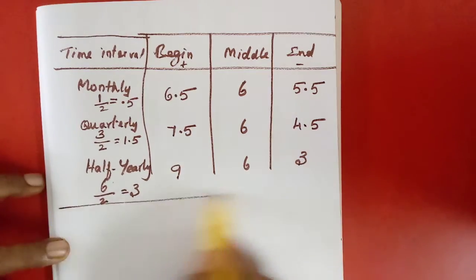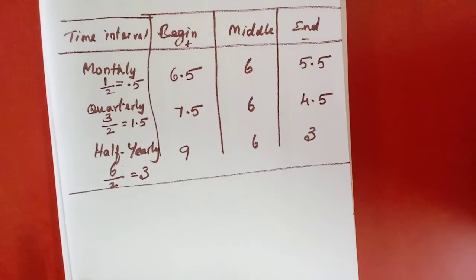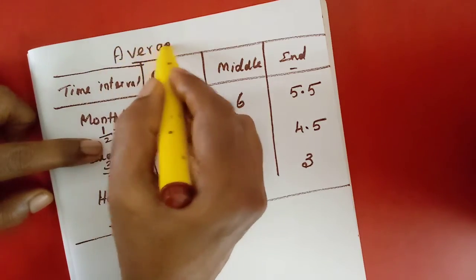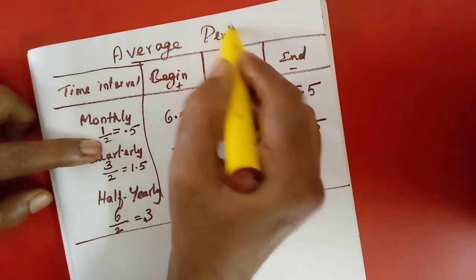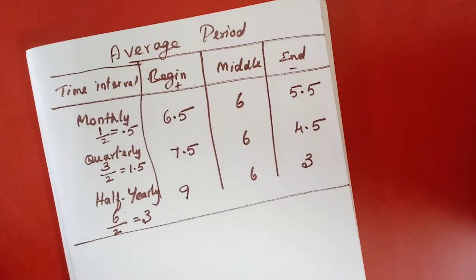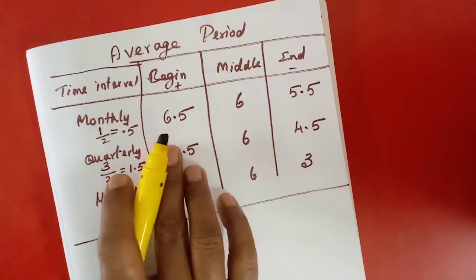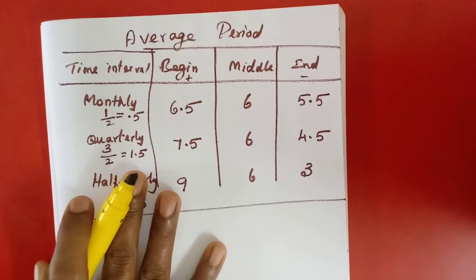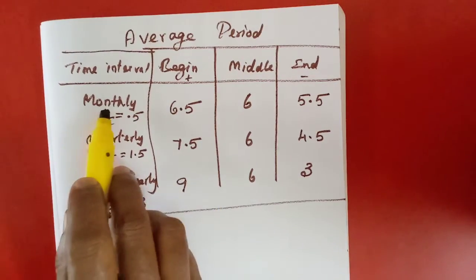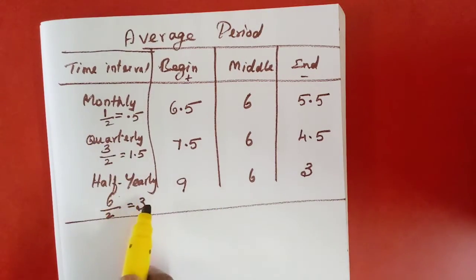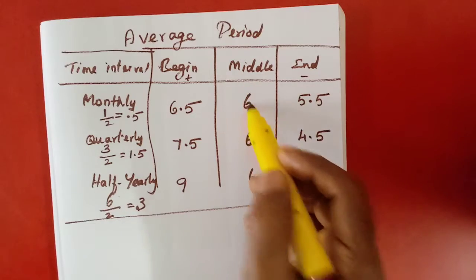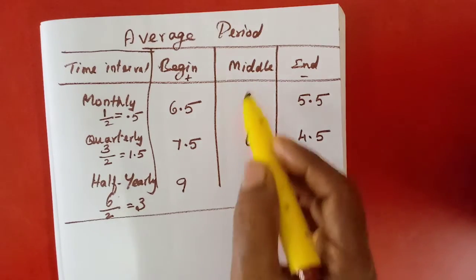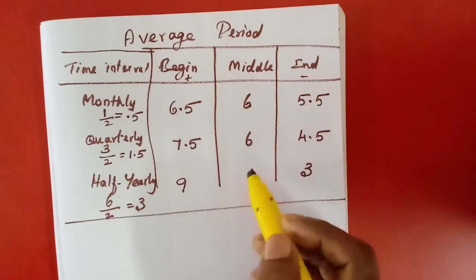Have you understood this table? To calculate the average period in the average period method, you have to keep this in your mind. Students should not forget. Even if it is monthly, quarterly, or half-yearly, think of the middle one: 6 by 12. When we find the average period by 12, that average period is 6 by 12.